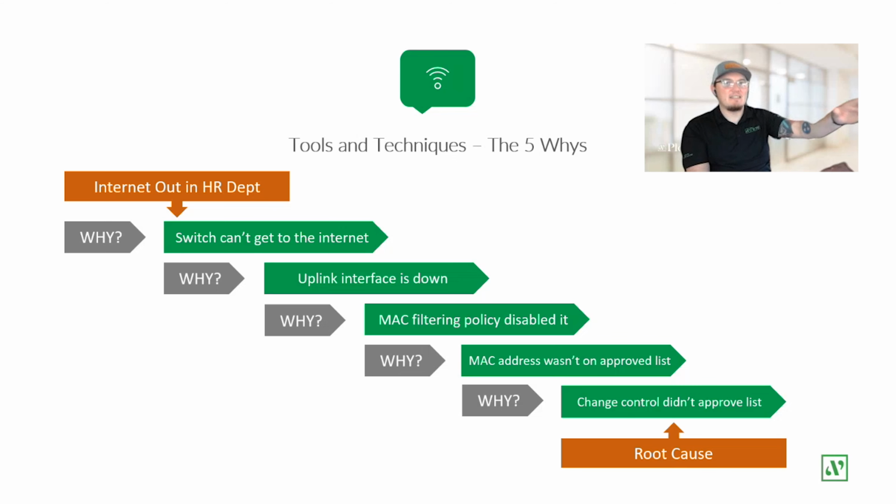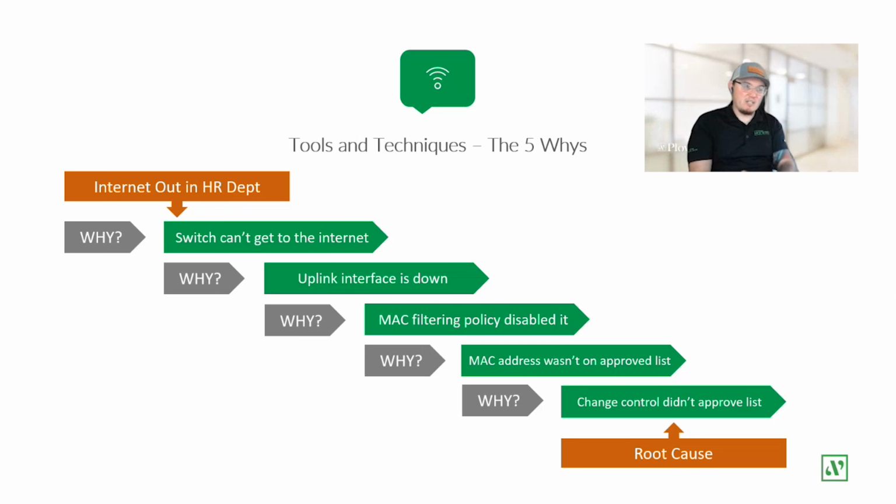We need to keep asking why until we essentially get to the point where, oh, change control didn't approve it. Okay, that is something that I can build process on. That is something that we can fix. Uplink interface is down. Okay, I can bring the uplink interface back up, right? But what's going to happen? MAC filtering policy is just going to disable it again. So we've not fixed it. The next time the MAC filtering policy pushes, or there's a scan run, or some kind of NAC is involved, it's going to shut it off again. So we didn't even accurately identify the root cause.